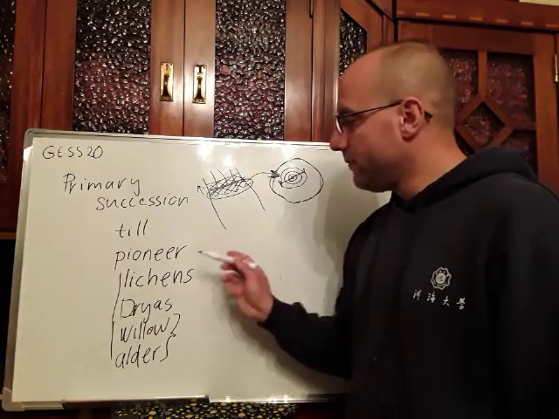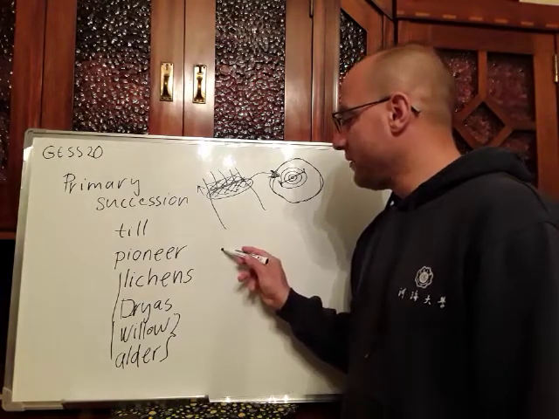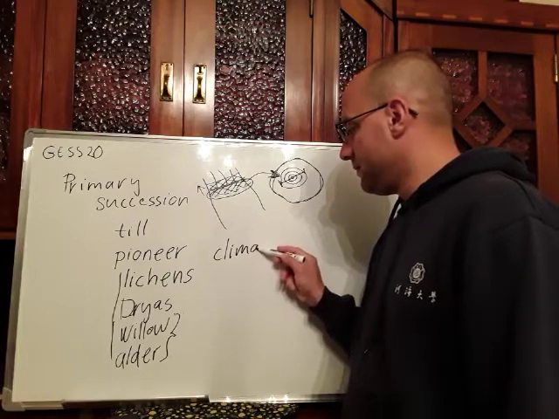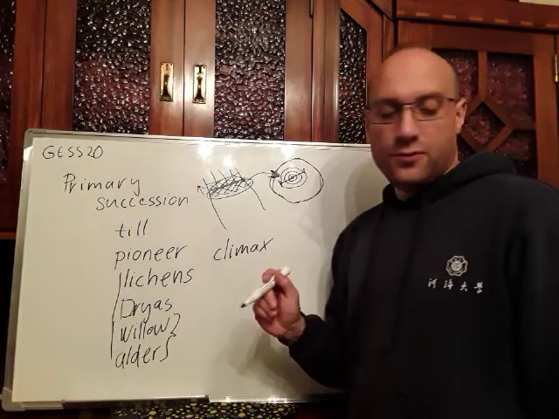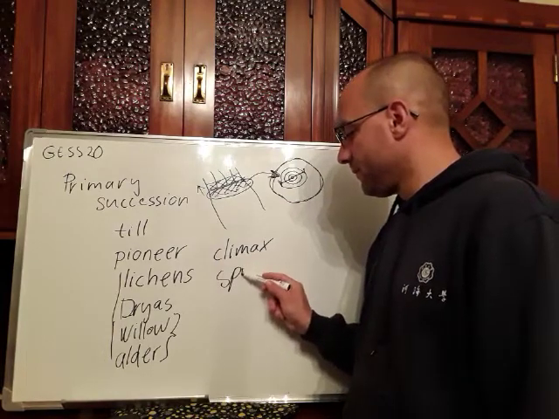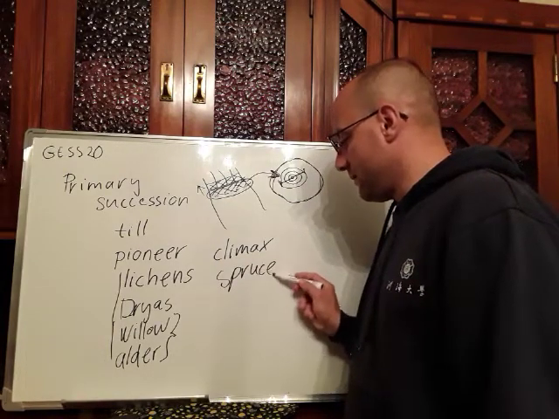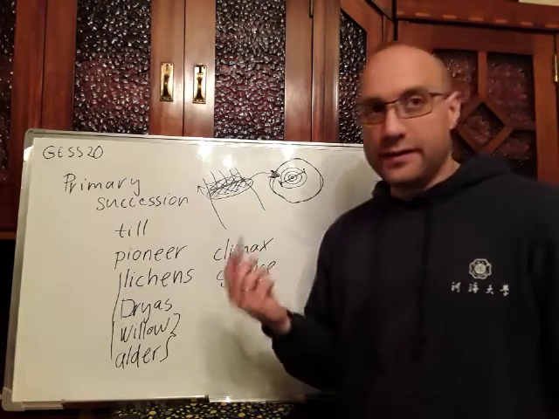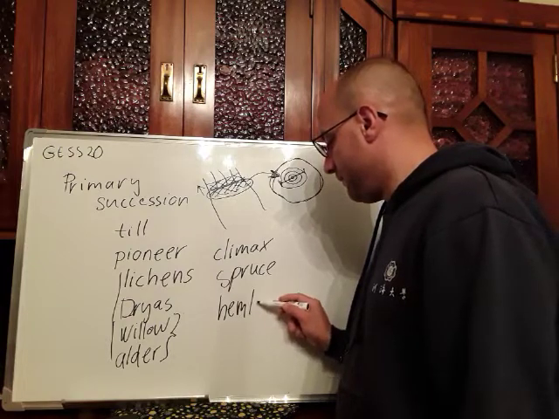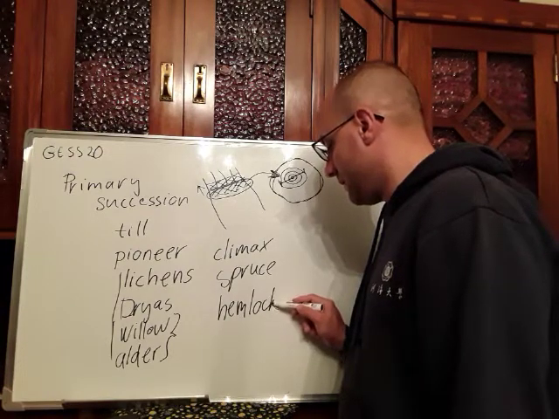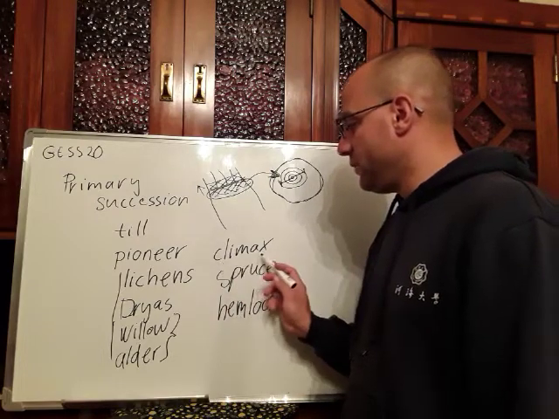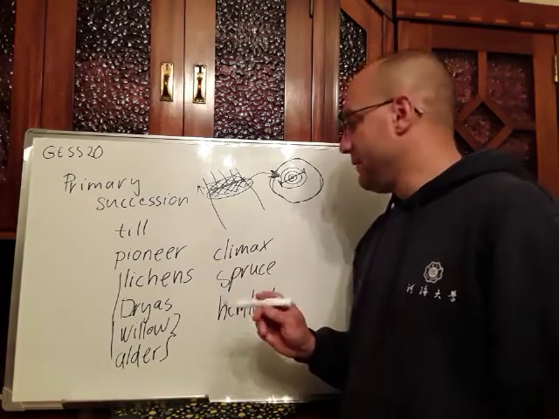So they're only having a relatively short life cycle. And then, opposed to pioneer species, you would have the climax species, which would be first spruce, and then later on the hemlock, so these two tree species would be what we call the climax.